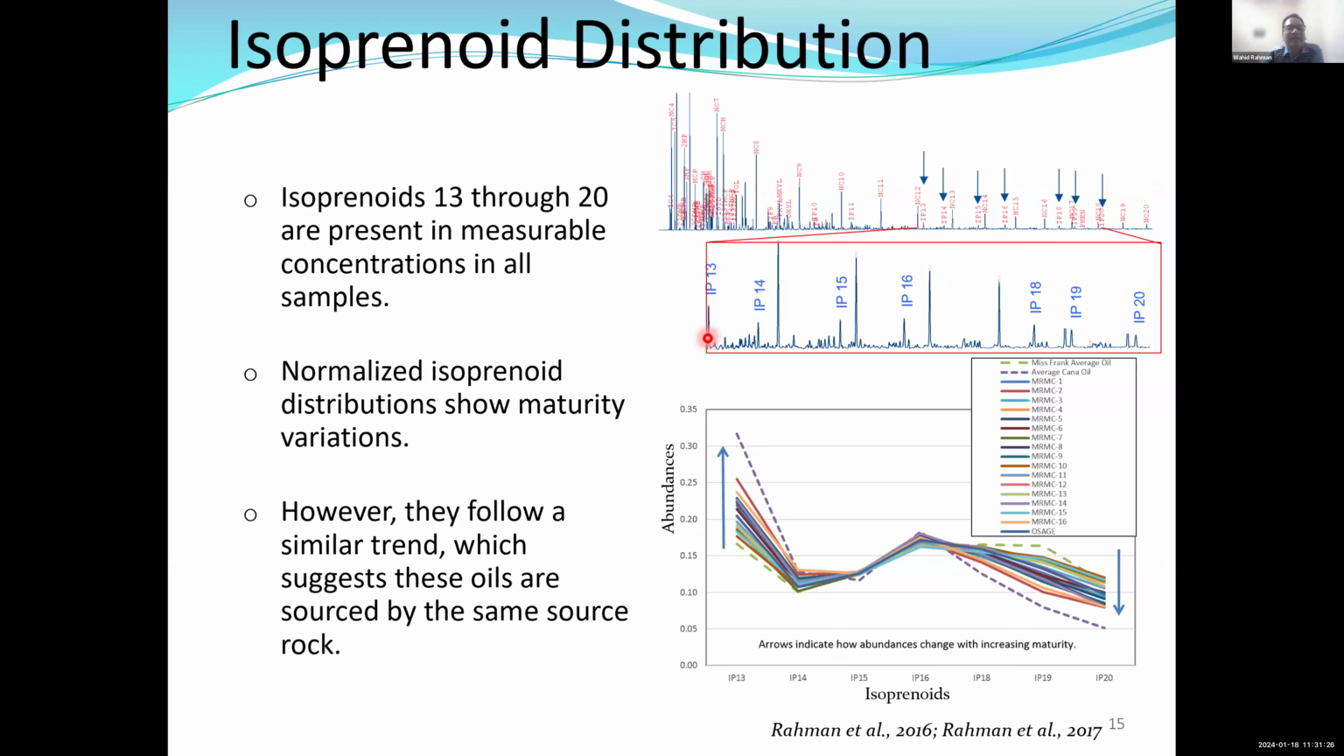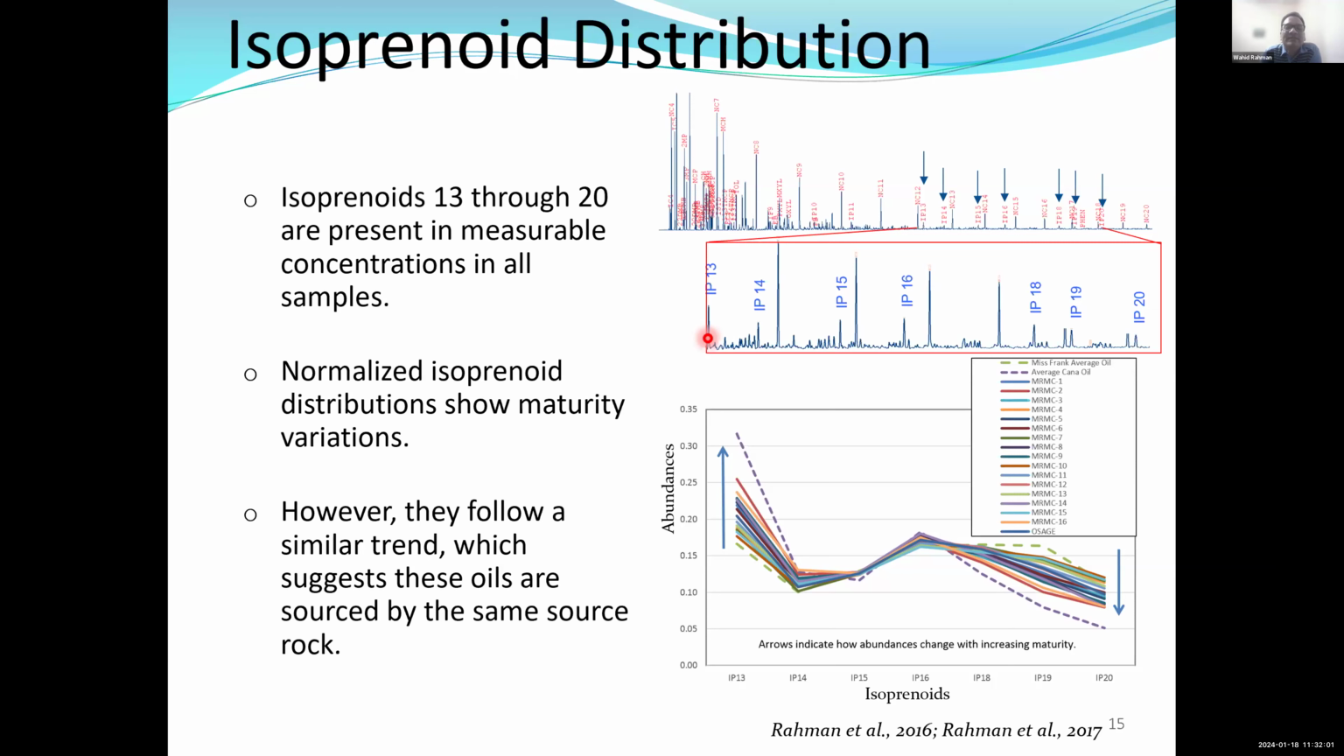Remember that I showed the chromatogram at the very beginning. From that chromatogram, I extracted all these arrows at the top. You see around normal hydrocarbon C13 range. Where you say IP13, that means isoprenoid, a biomarker, and you can get that biomarker in a normal GC.